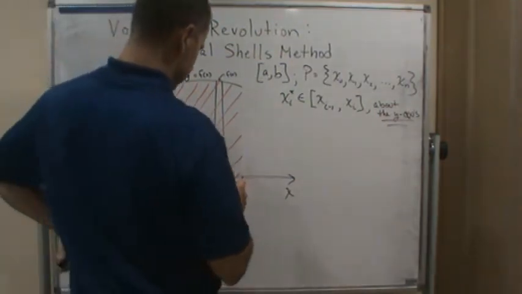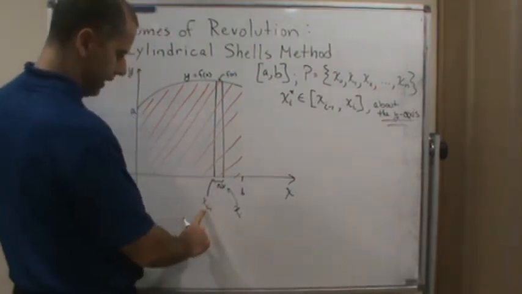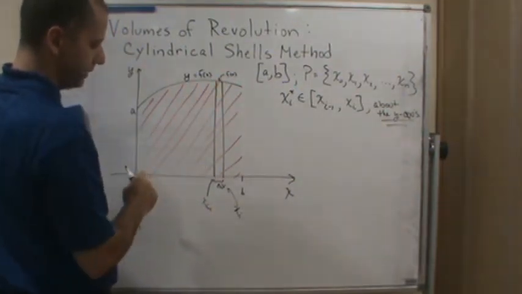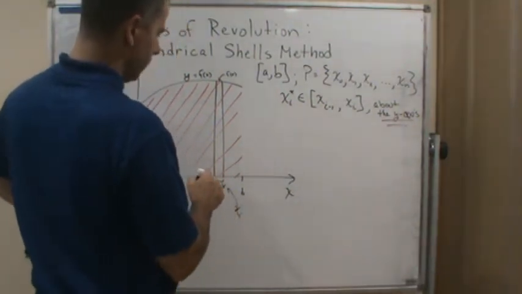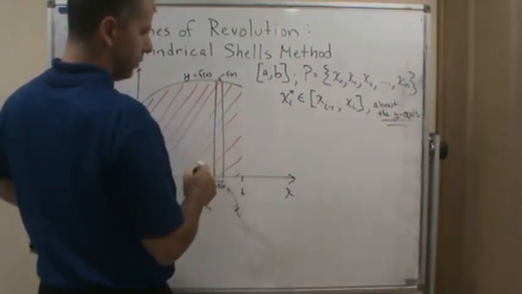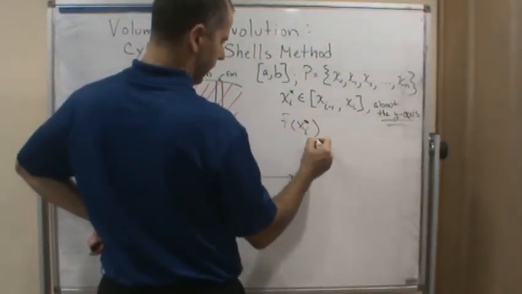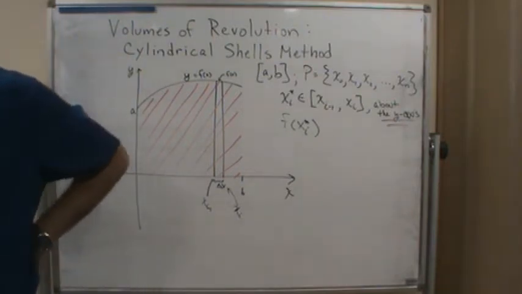So how do I do that? Well, what's the radius here? The radius is going to be x sub i. The height of my cylinder is based on f of x. So let's take our sample point within here to find f of x sub i star. And let's find out what this is going to look like.